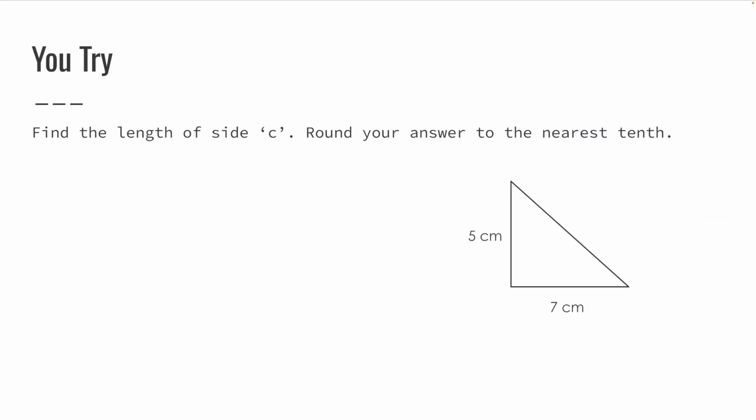Okay, so I want you to try to find the length of C and round your answer to the nearest tenth, or 1 decimal place. So pause the video, try it out, and start it up again when you're ready.